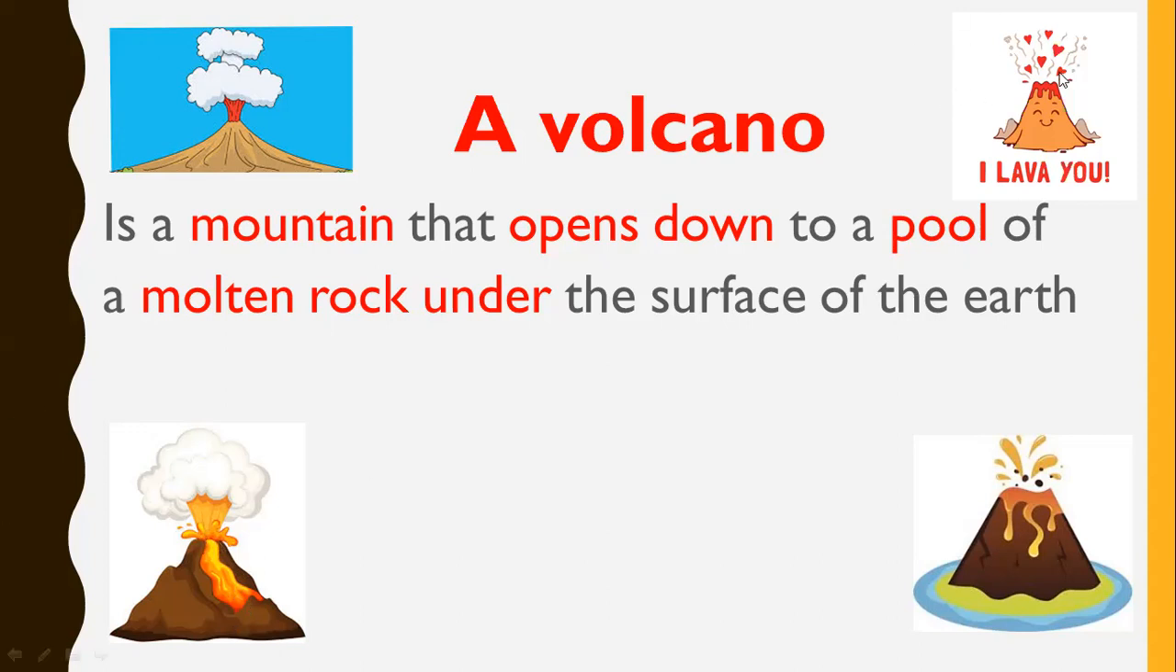Okay, here it says, I lava you. The word lava means these yellow materials coming out of the volcano. So a volcano is a mountain that opens from inside down to a pool. A pool is full of not water, but full of molten rock under the surface of Earth, deep inside.